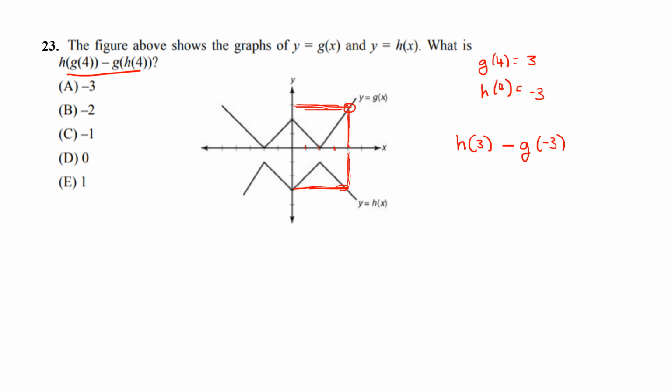So let's see what those are. Let's do it in blue. So let's start with h of 3. H of 3 is down here, and that's negative 2. And g of negative 3 is right here, which is positive 1. So negative 2 minus positive 1 equals negative 3. And that is our final answer.